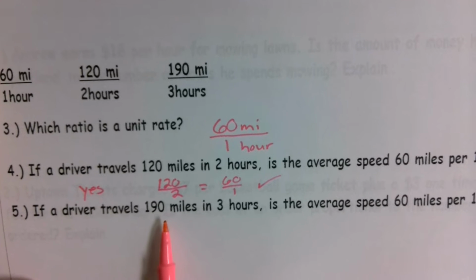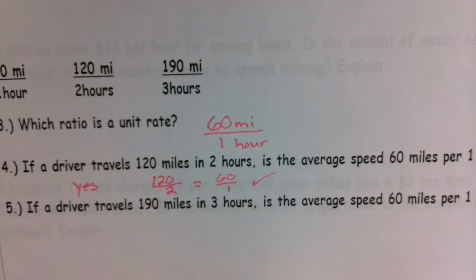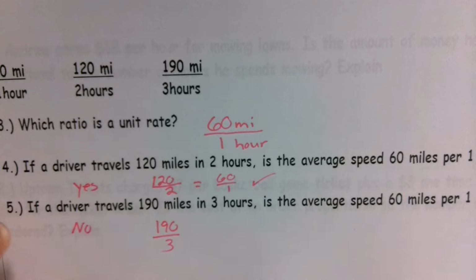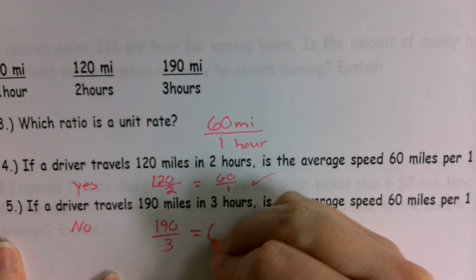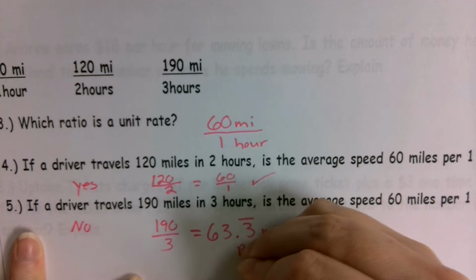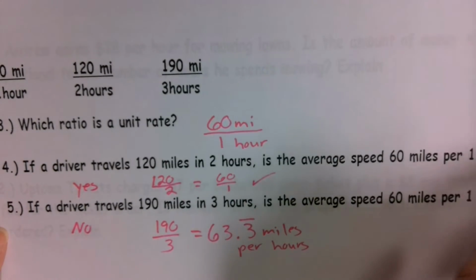Now, if the driver drives 190 miles in 3 hours, is that the same thing as 60 miles per 1 hour? No, it's not. If we were to go ahead and do 190 divided by 3, that comes out to 63.3 repeated miles per hour. Okay, that's not the same. That's not the same thing as 60 miles per hour. Okay, so we're looking for things that are equivalent, just like we did yesterday. All right, let's go on to the next slide then.